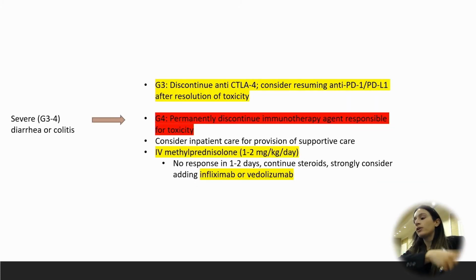For severe, as you can see, for the EP, you're gonna discontinue, but you might be able to resume the PD-1 or PD-L1 if you're using them in combination. But for grade 4, that's it. The patient will not be able to get immunotherapy anymore. And once again, high dose steroids and consider adding infliximab or vedolizumab.